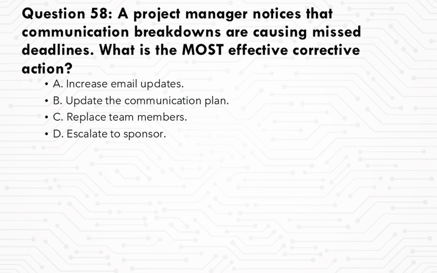Question 58. A project manager notices that communication breakdowns are causing missed deadlines. What is the most effective corrective action? A. Increase email updates. B. Update the communication plan. C. Replace team members. D. Escalate to sponsor. Answer: B. Fix the root cause communication structure.